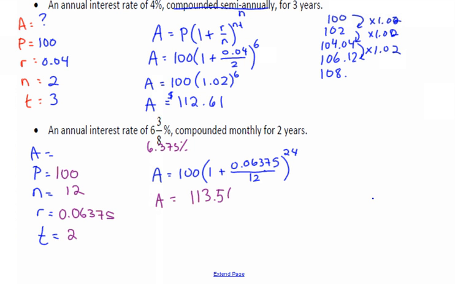Notice how with this guy, it's fewer years than the first guy, right? It's 2 years versus 3, but he's made more money. Why? Because it was compounded monthly. He's building interest on interest, so he's making more money. Okay, do you want to try the next one on your own? Okay, try number 2.